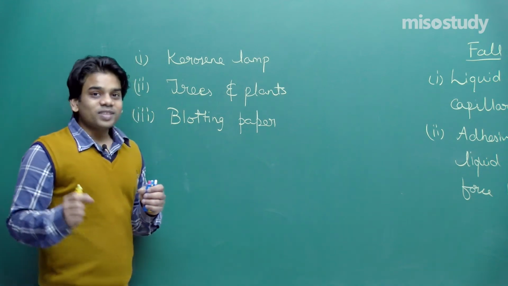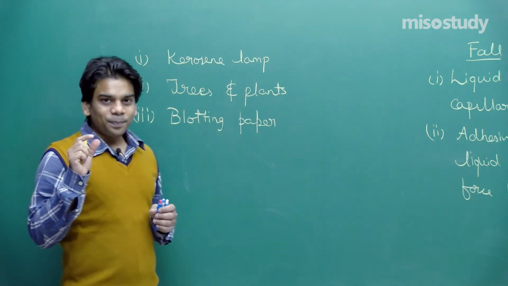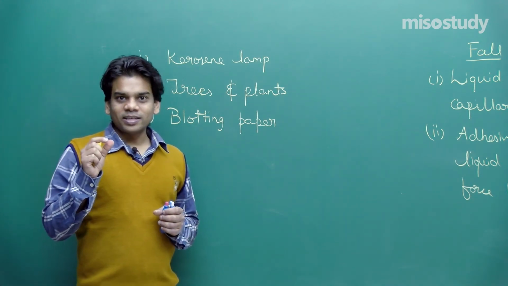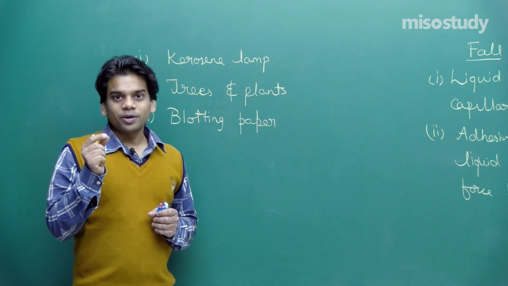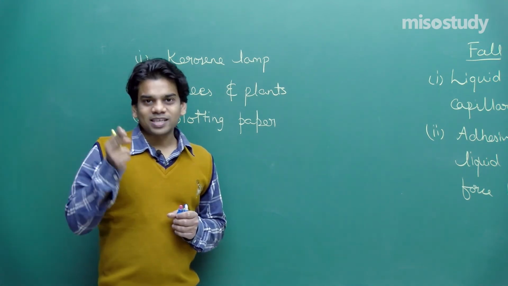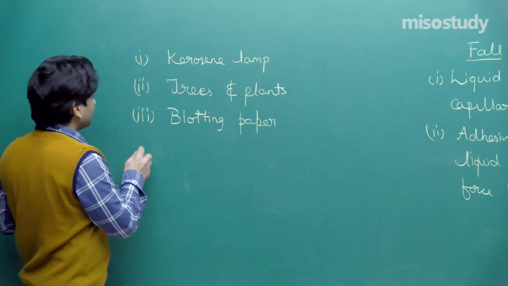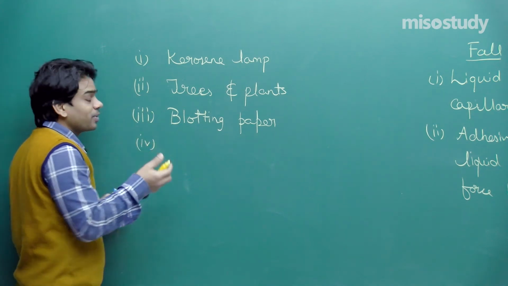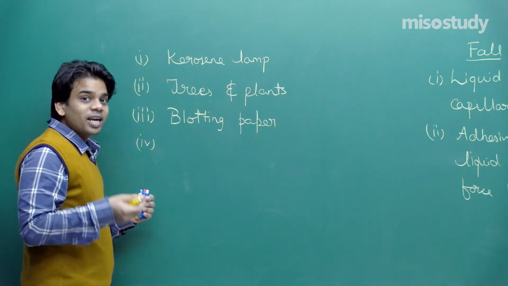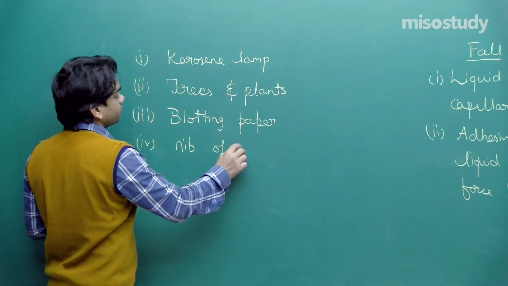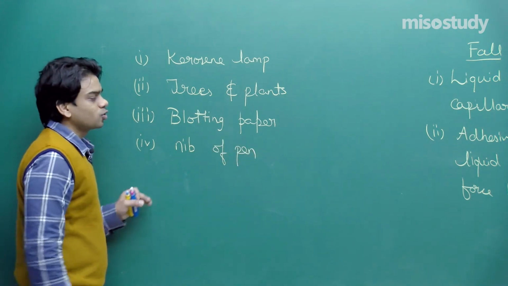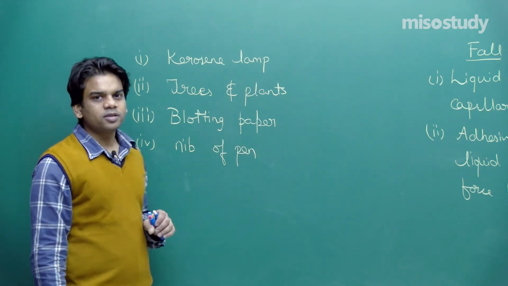Now, if you observe the front part of a fountain pen, if you have used one, the nib of the pen is sliced in the middle. That is so that it may make the liquid rise through it. So, the nib of the pen makes the liquid rise through it. That is also due to capillarity action. There are so many places.